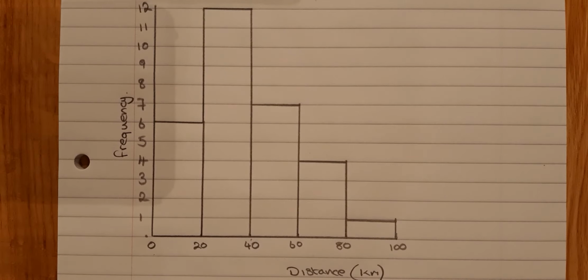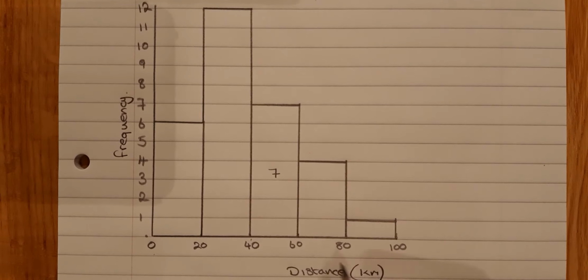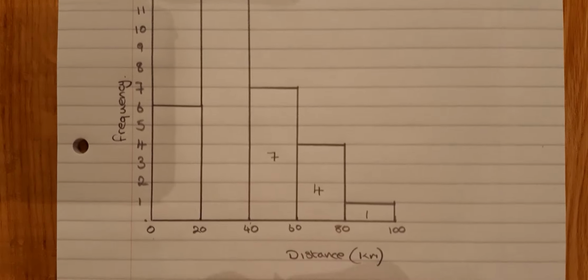Part 2, how many motorists had travelled 40 kilometres or more? So this is up to the 40 kilometre point. So beyond that, 7 did 40 to 60, 4 did 60 to 80, and 1 did 80 to 100. So part 2, 12 motorists. Sorry, I'm just writing here.